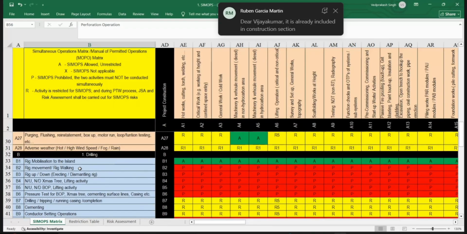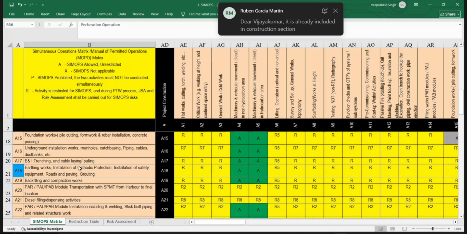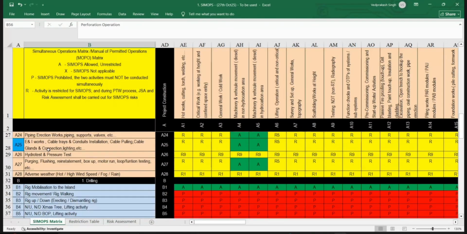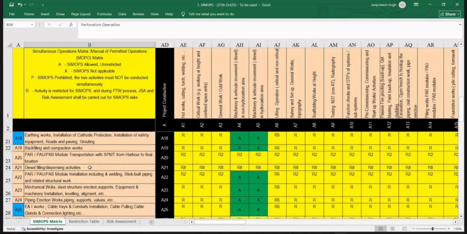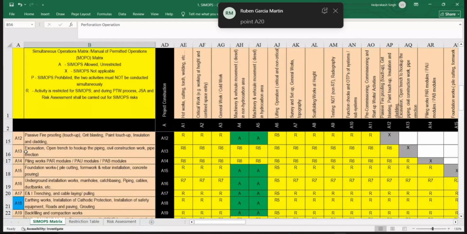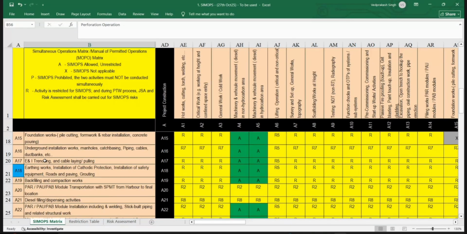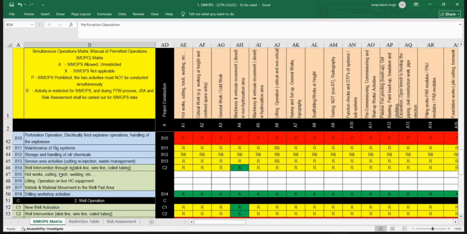Okay, guys. So it is good that we have reviewed the list of activity. To be honest, as Maher has mentioned, we are not much worried about construction versus construction because this matrix we have developed with TR. They have to follow all the restrictions accordingly. I am more worried about drilling and well operation activity.